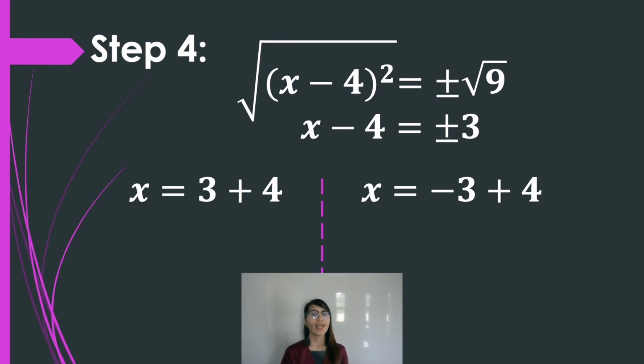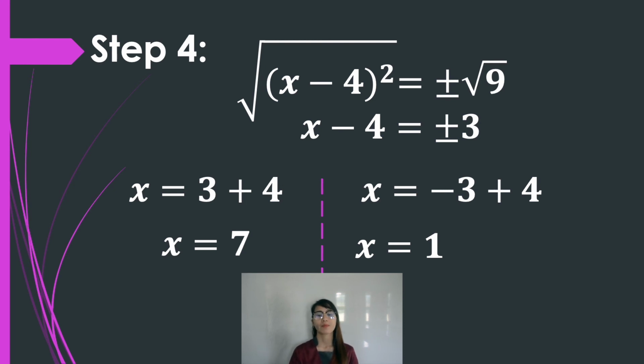So we have x minus 4 is equal to positive negative 3, and solve for x. x is equal to 3 plus 4 and x is equal to negative 3 plus 4. So the roots of the equation are positive 1 and 7.